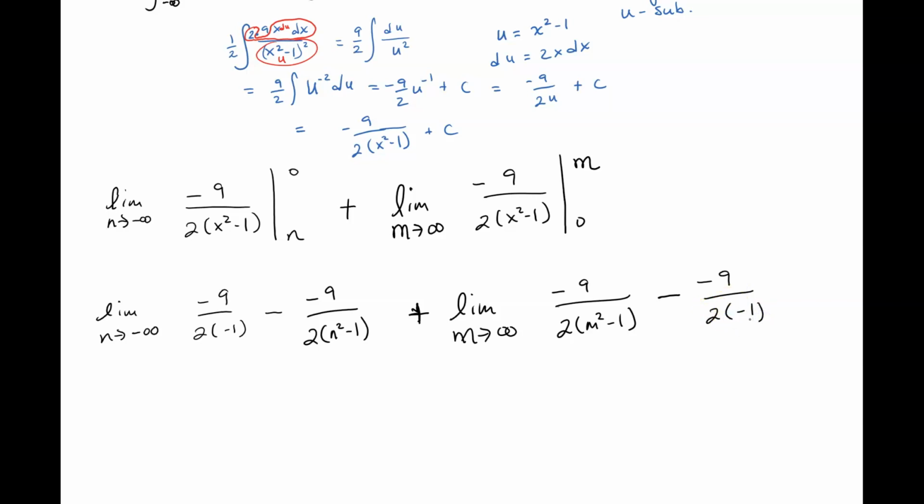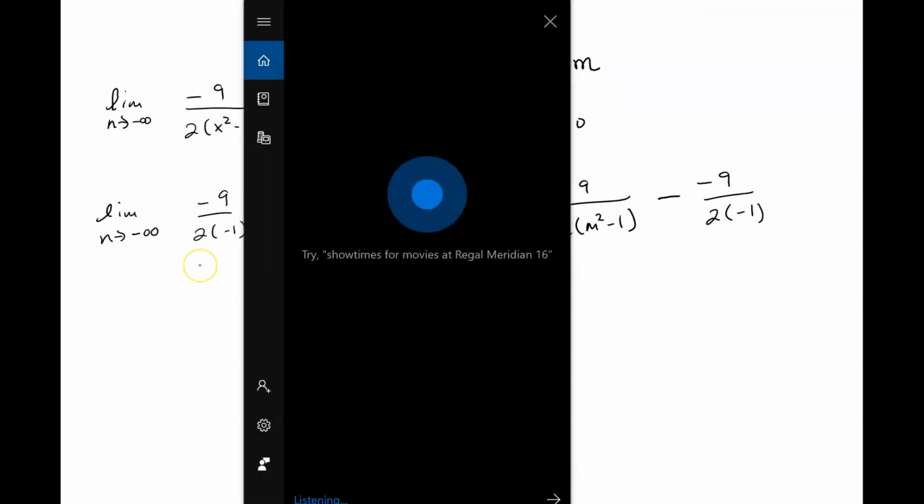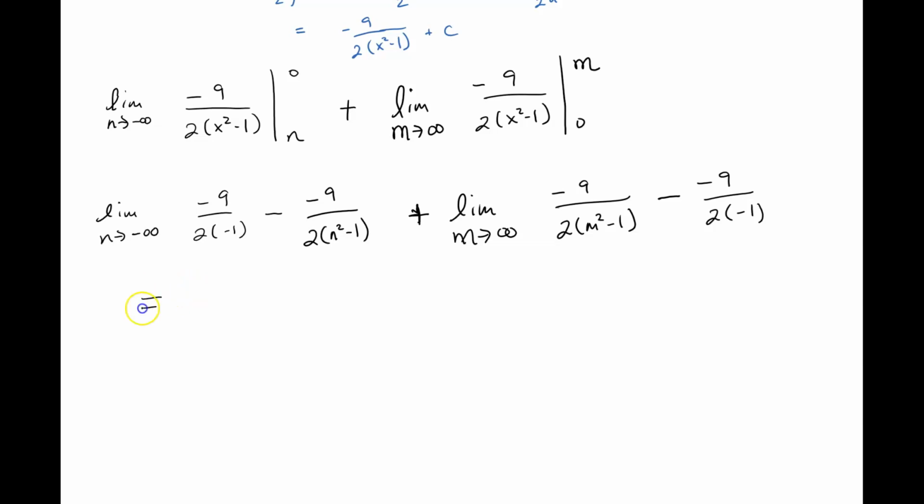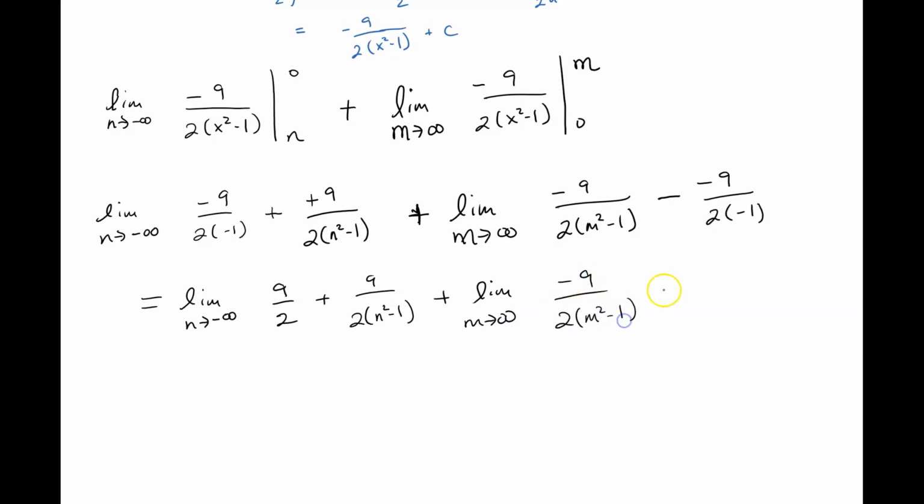So let's see what this looks like here. This right here gives me the limit as n goes to negative infinity. We have a negative 9 over a negative 2, which is a positive 9 over 2. Minus makes for plus, and we're going to have plus 9 over 2 times n squared minus 1. Plus another limit, m goes to infinity. This one is negative 9 over 2 times, again, m squared minus 1. Minus makes for plus, but then the bottom makes it negative, so a minus 9 over 2.